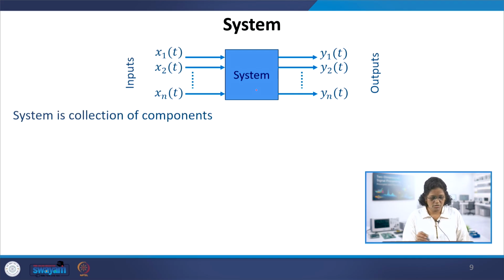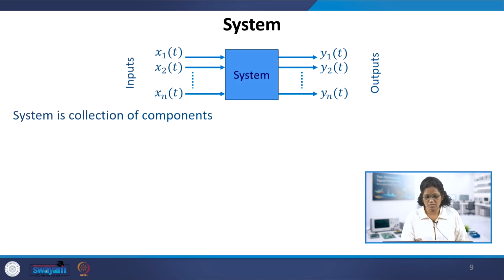The system is actually a collection of components. This can be a hardware element or a software element, or it can have some components which are assigned to do some task. This task will be given through the input. Suppose, considering a signal processing system, if a signal is given, the system is going to either amplify the signal, or filter some of the frequencies from it and retain some of the frequencies.